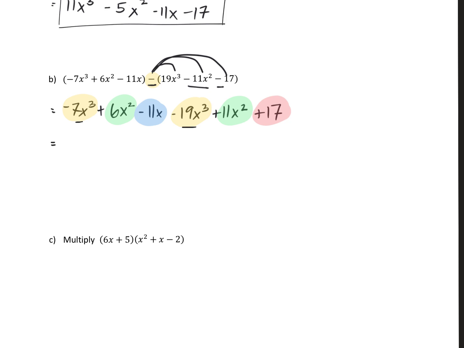So we're going to go ahead and combine these two. That's going to be 7 plus 19. That'll be negative 26x cubed. And then the 6x squared and the 11x squared. Those are both additions, so that's going to be 17x squared.